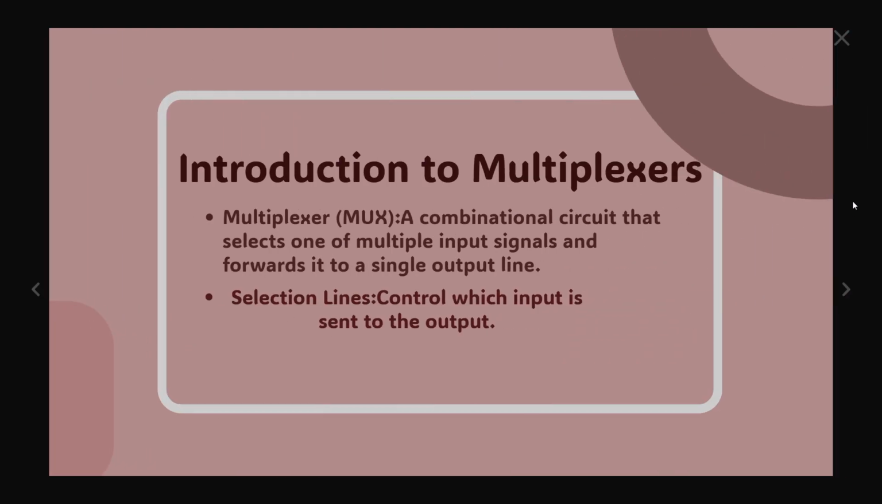Introduction to multiplexer. So what is a multiplexer? A combinational circuit that selects one of multiple input signals and forwards it to a single output line. So what are the selection lines? The selection lines control which input is sent to the output.